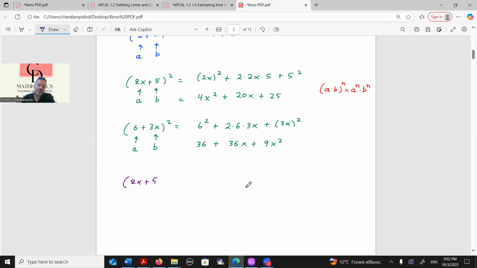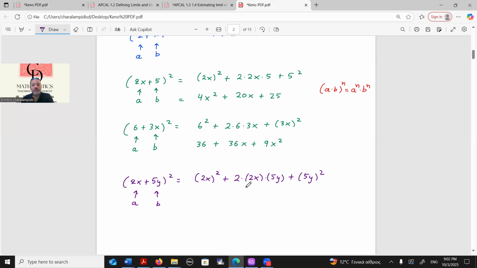Let's make them a bit harder again, and let's change color again. 2x plus 5y and all that squared. In this case, A is being represented by 2x and B is being represented by the entire 5y. The expansion starts with A squared, so it should be 2x and all that squared, plus 2ab, so for this case it should be 2 times 2x times 5y, plus 5y squared, which is the b squared.